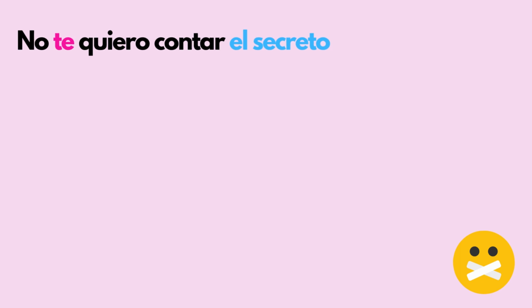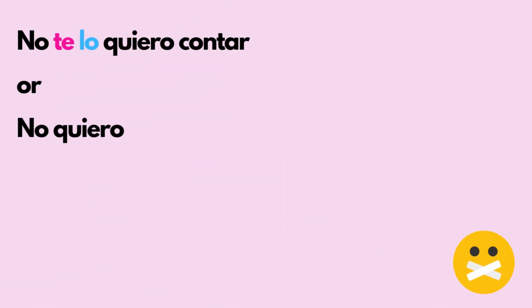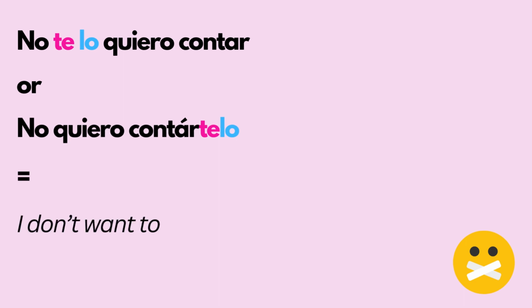Let's talk about negatives now. Pay attention to the following versions of the same sentence. No te quiero contar el secreto. No quiero contarte el secreto. I don't want to tell you the secret. The rules here are the same. We just have to place the negative word such as no or nunca before the indirect object pronoun. Here are shorter versions of both sentences where we have replaced the objects by the pronouns. No te lo quiero contar or no quiero contártelo. I don't want to tell it to you.